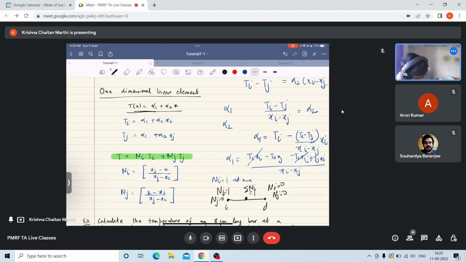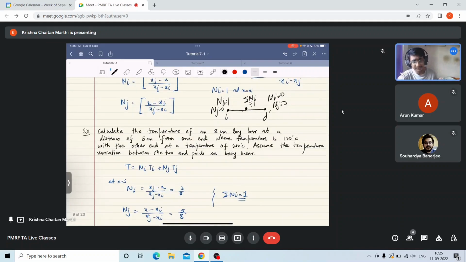So it is true for this node and this node also, but here ni and nj may not be 0. They will not be 0 in the midway. But at the nodes, like for the ith node, ni will be 1, and for the jth node, nj will be 1. Suppose we have 3 nodes, then at the third node, nk will be 1, and the summation of ni will be true everywhere. Now let us see an example problem and try to understand the problem.